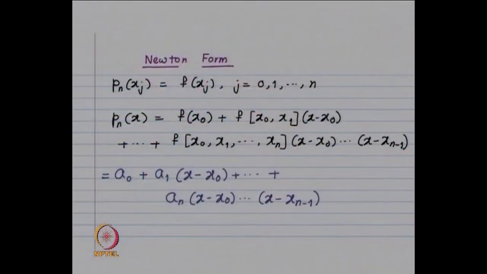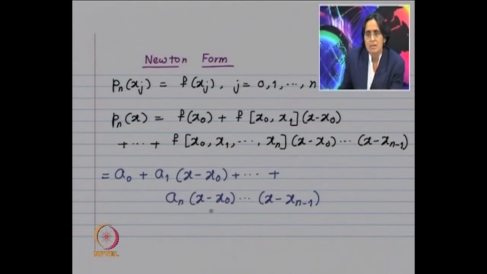So, a polynomial in Newton's form, the interpolating polynomial, is given by Pn(x) is equal to f[x0] plus divided difference based on x0, x1 into (x minus x0) plus ... plus divided difference based on x0, x1, ..., xn into (x minus x0) ... (x minus xn minus 1). So, it is a polynomial of degree less than or equal to n, which matches with f at xj, j going from 0, 1 up to n. So, it is of the form a0 plus a1 (x minus x0) plus ... plus an (x minus x0) ... (x minus xn minus 1).